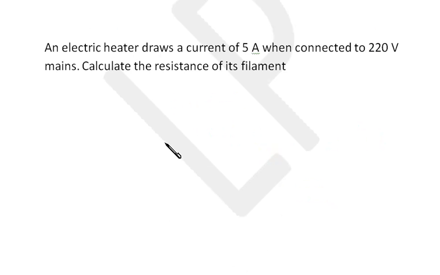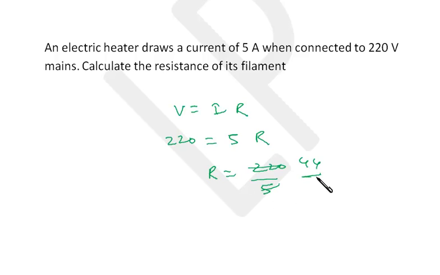Now in this case, an electric heater draws a current of 5 ampere when connected to 220 volt. Calculate the resistance of the filament. Further, the same formula we are going to use. V is equal to IR. Here V is 220 volt. I is the current, that's 5 ampere. We have to calculate the resistance of the filament. Now resistance will be 220 by 5. So that's 44 ohms.